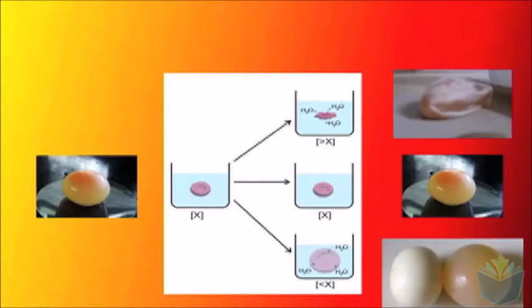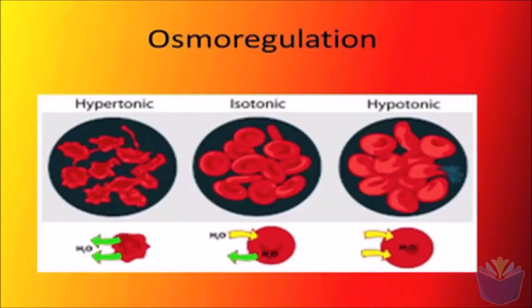Finally, the movement of water needs to be closely monitored and controlled by both plants and animals. This is done through a process known as osmoregulation. So for example, here we've got a red blood cell, and you can see in an isotonic solution it keeps its shape. However, within a hypertonic solution it loses water and shrivels up, while with a hypotonic solution it takes on board water until it bursts.